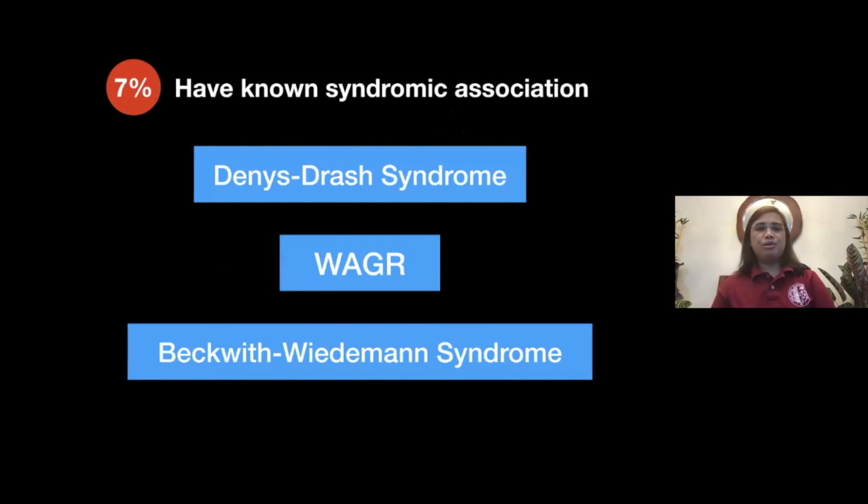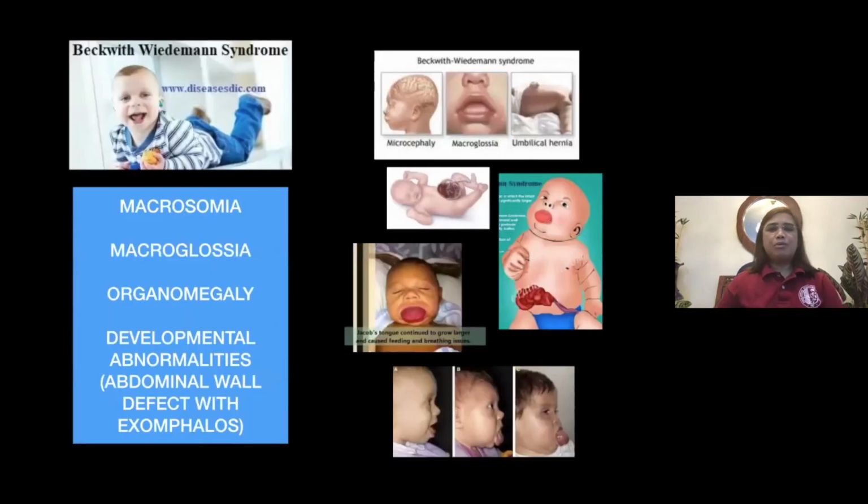7% of patients with Wilms tumor have known syndromic associations with Denys-Drash syndrome, WAGR, and Beckwith-Wiedemann syndrome. Beckwith-Wiedemann syndrome manifests with macroglossia, macrosomia, organomegaly, or developmental abnormalities. Therefore, if you have patients with Wilms tumor, it is also good to look for these abnormalities in the patient.